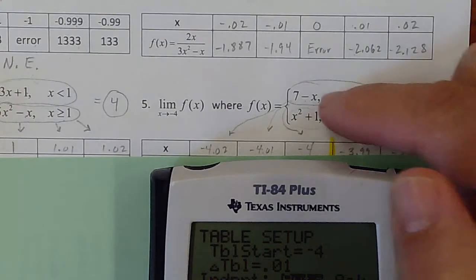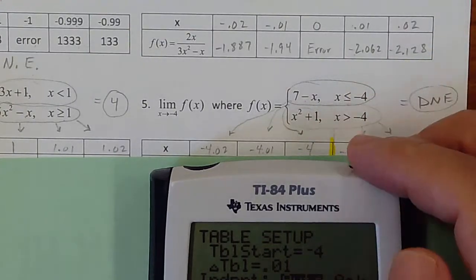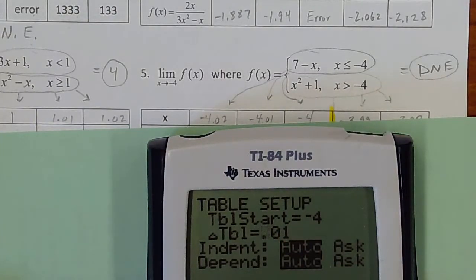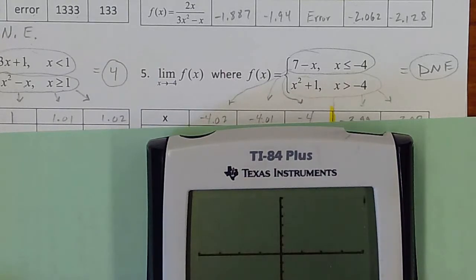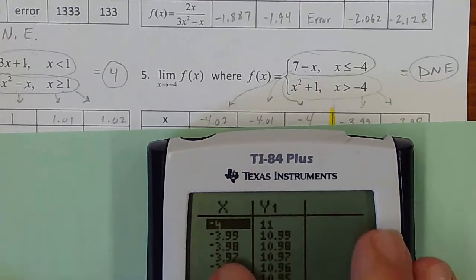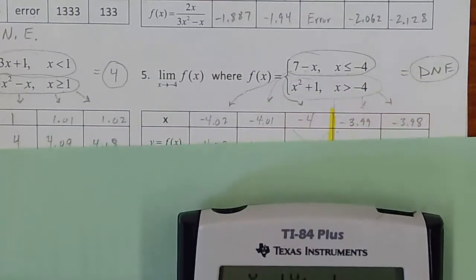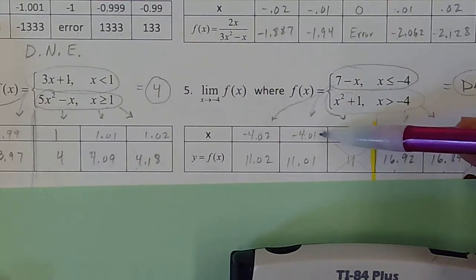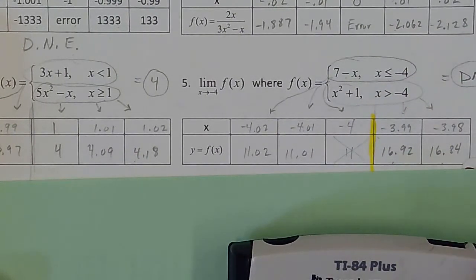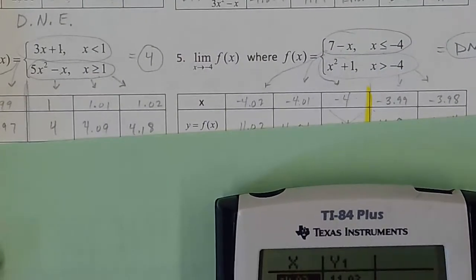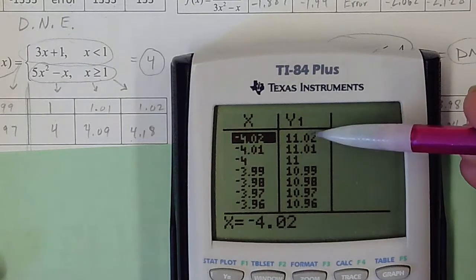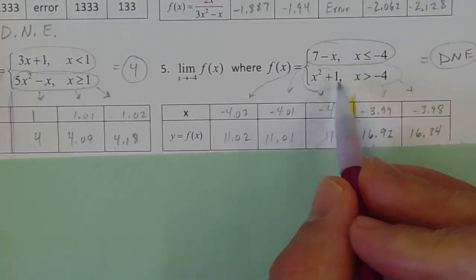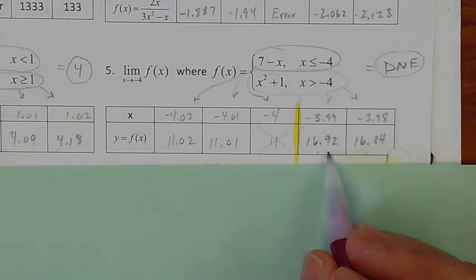Okay, remember this is how you can get these values quickly. I got starting at -4, the c value. Here's my increment, 0.01. Go to table setup. I'm sorry, I'm at table setup. Go to table now. Oops, that's graph. Stop. There we go. So now I can quickly throw some values in here. -4, we're supposed to use 7 minus x for these 3 spots. And so there we go. I've got some values to throw in here now. 11, 11.01, 11.02. Okay. All right. Then I go to y equals and change the function to this. And now I can get these values right here. 16.92 and 16.84.